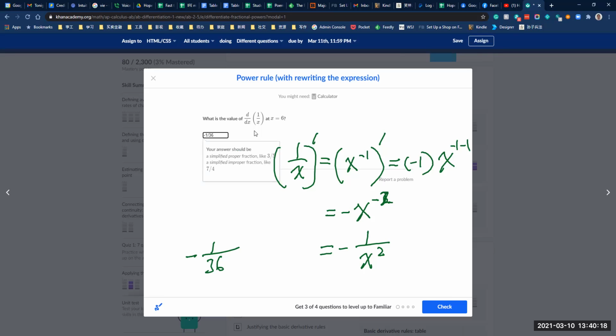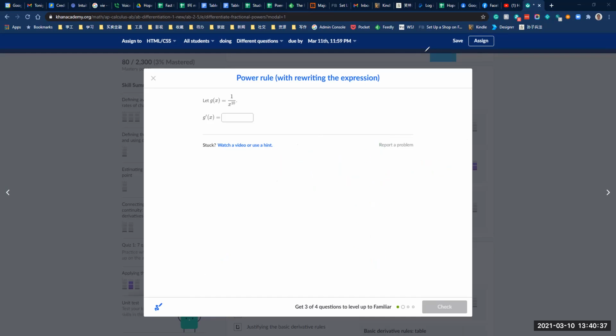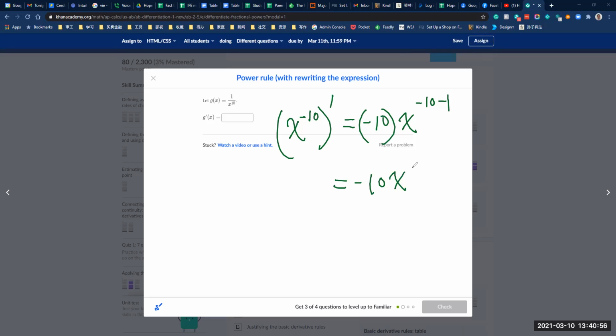Okay, same thing for this one: we have to change to the form of a power function. So this one will be x to the negative 10. So taking the derivative will be negative 10 times x to the negative 10 minus 1. So it's negative 10 x to the minus 11, or we can write it as minus 10 over x to the 11. And both are good. So, minus 10 x to the negative 11.